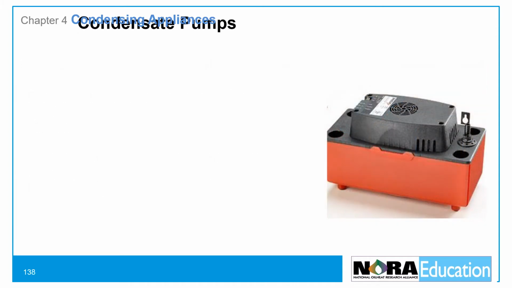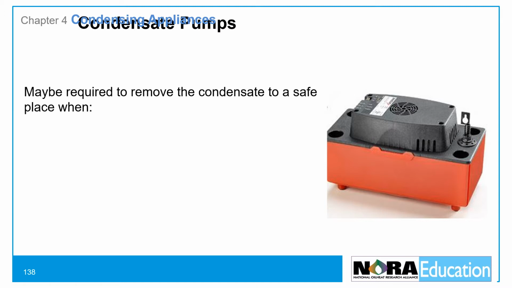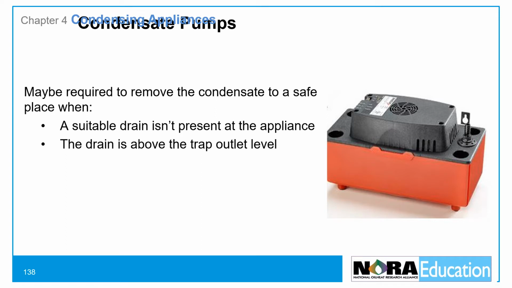A condensate pump may be needed to remove the condensate to a safe place when a suitable drain is not present at the appliance, or the drain is above the trap outlet of the appliance, or the drain line cannot be sloped downwards for its full length to the drain.